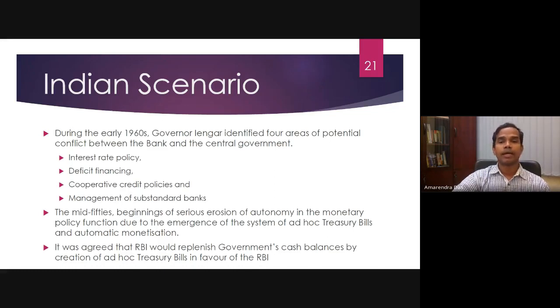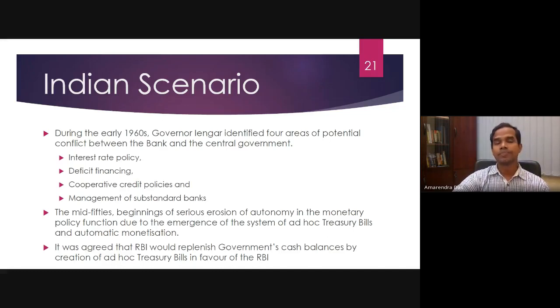Then during the 60s, Governor Iyengar identified the core areas of potential conflict between the bank and the central government. Those are the interest rate policy, deficit financing, cooperative credit policies, and the management of substandard banks. The mid-50s also saw the beginning of the erosion of autonomy in monetary policy functions due to the emergence of the system of ad hoc treasury bills and automatic monetization.